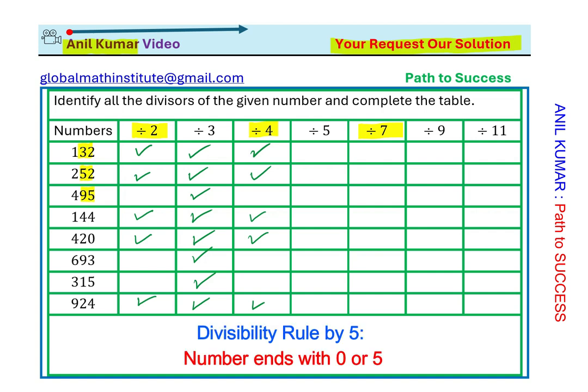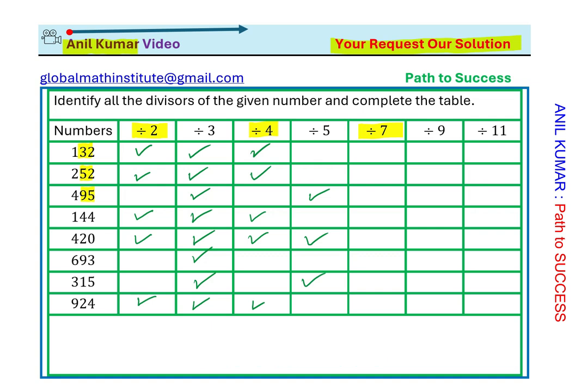Now 5. We're only looking for 5s and zeros. So we got two of them here. That's easy. Third one also, 315. So we got these three divisible by 5, where we are only looking at the last digit, whether it is 0 or 5. Makes sense, right?